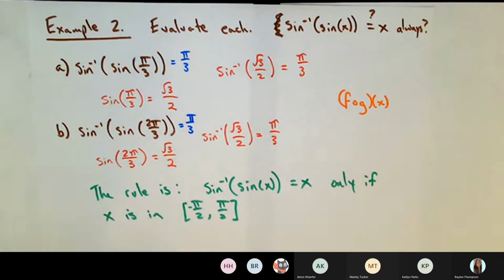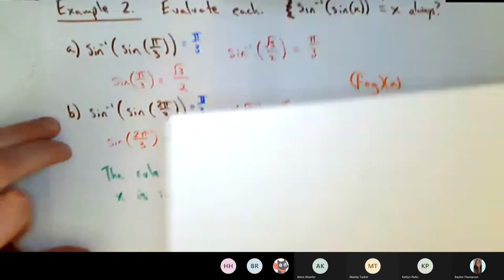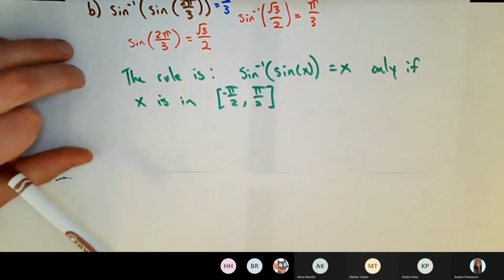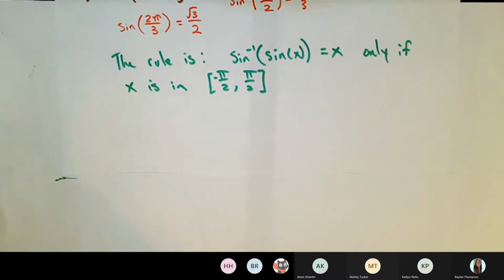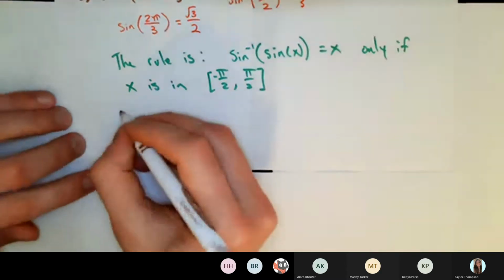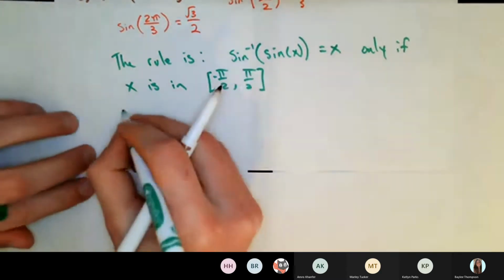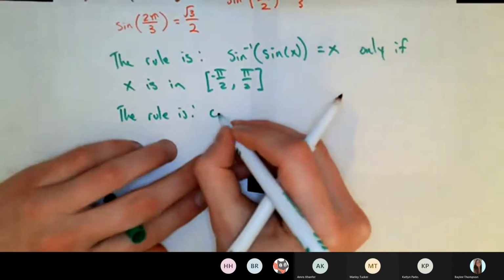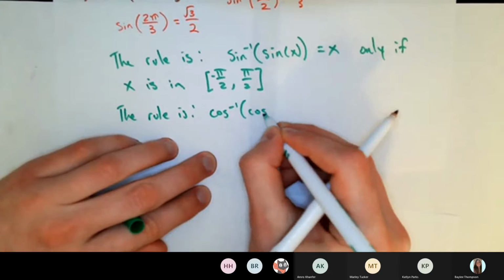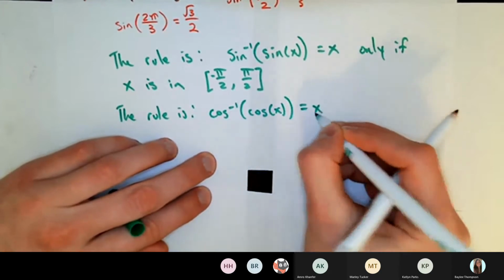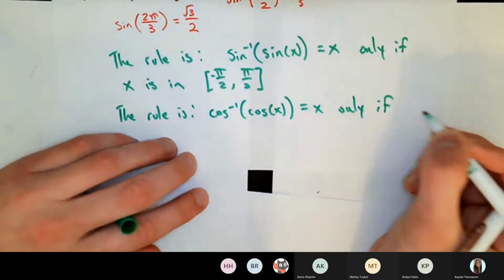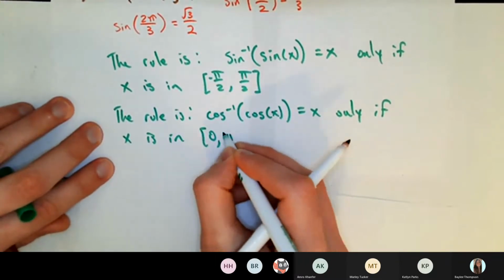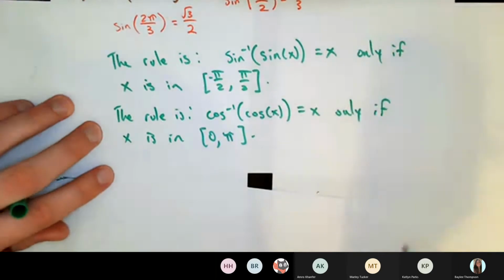All right, let's look at some similar ones with cosine, just for extra practice. Tell you what, I'll go ahead and write the rule for cosine as well, since I've kind of already given away what it'll be. Cosine inverse of cosine of x will be equal to x only if x is in the range of cosine inverse, which is 0 to pi. So it's like the same rule, but a different range, right?